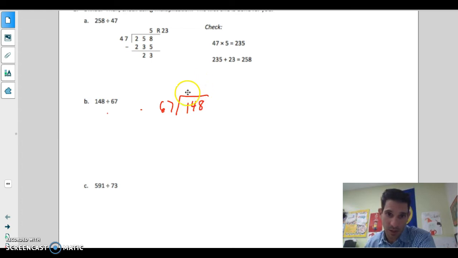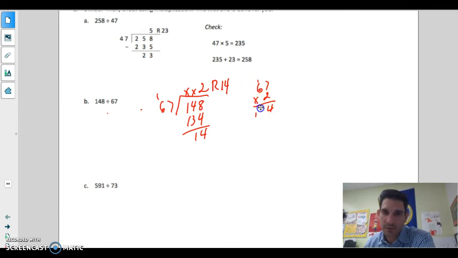So let's try 2. 67 doesn't go into 1, it doesn't go into 14, but it does go into 148 two times. 2 times 67 is 134, so 2 remain, 14. I check it, 67 times 2 is 134, plus 14 is 148. Yes. Ding, ding, ding, ding, ding.